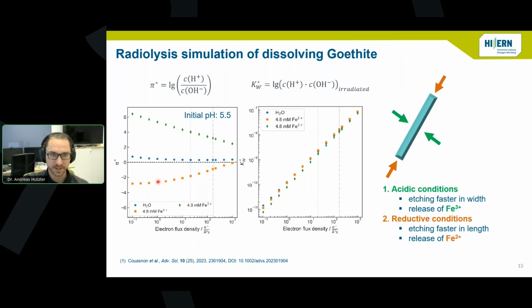Under reductive conditions, it's different. We start in an alkaline regime and go up to more neutral conditions as expected for the pure water case. And in both cases, we have a very high concentration of H+ and OH-.